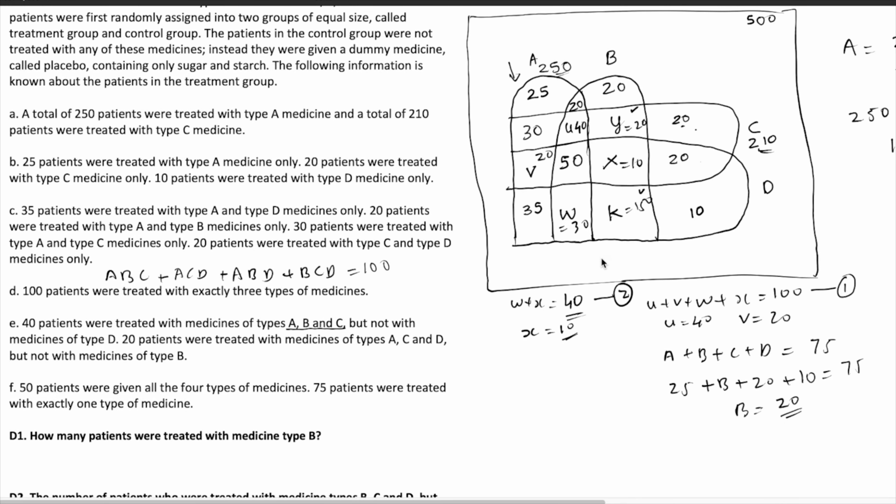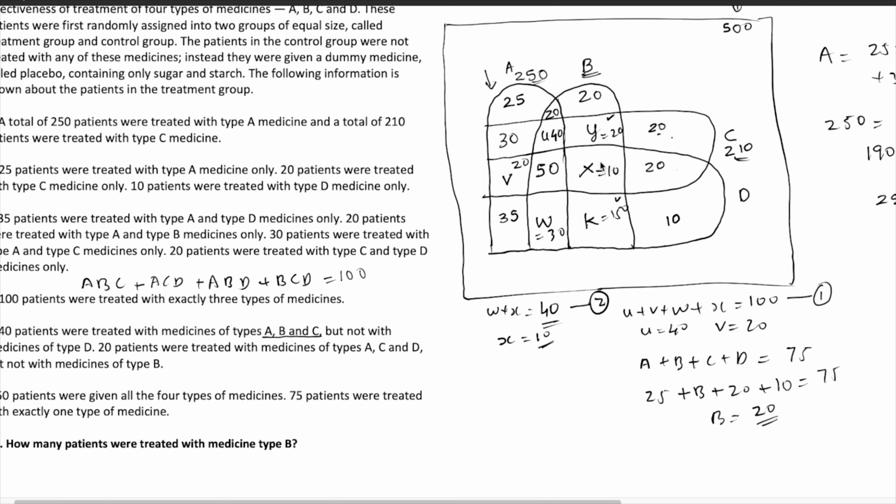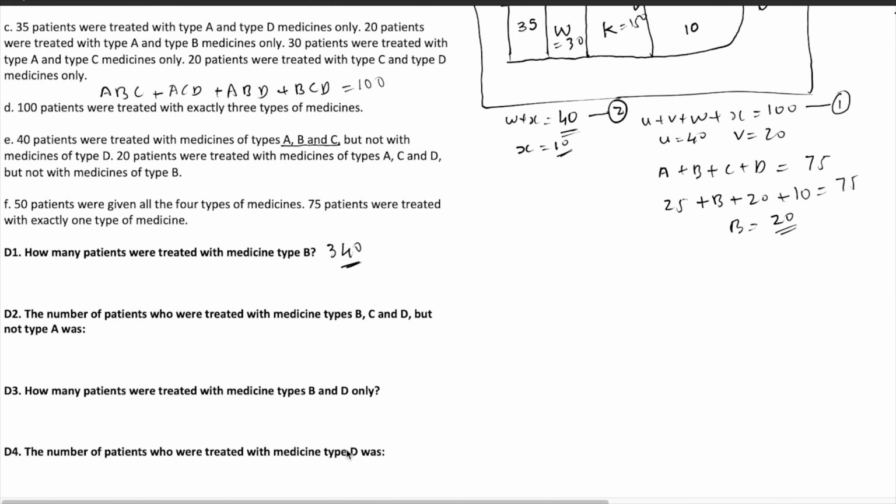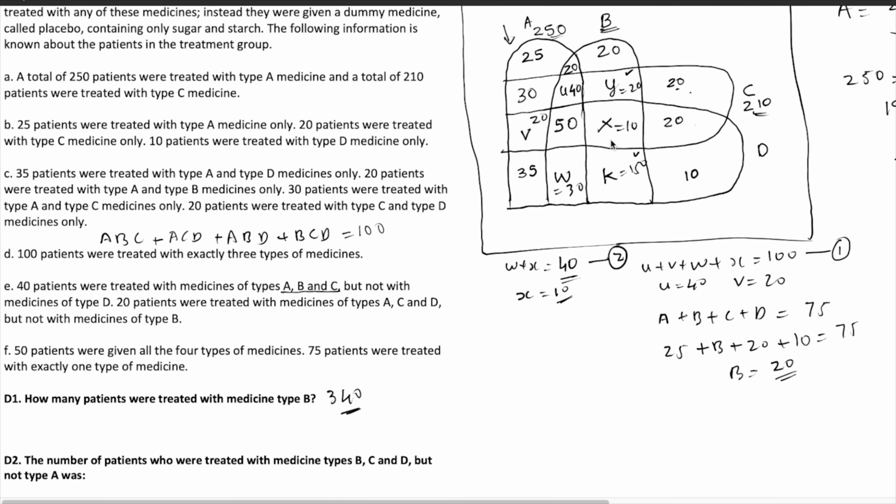Question D1, how many patients were treated with medicine type B? So you have to find out everything that comes under B. If you add it up, it will be 160, 200, 260, 300 and then 340. So the answer for the first question is 340. Let's look at the remaining. D2, the number of patients who were treated with medicine types B, C and D but not type A. So B, C and D but not A will be X, which is equal to 10. So the value is 10.